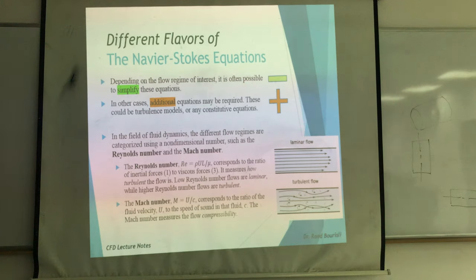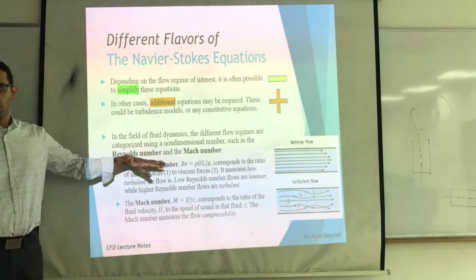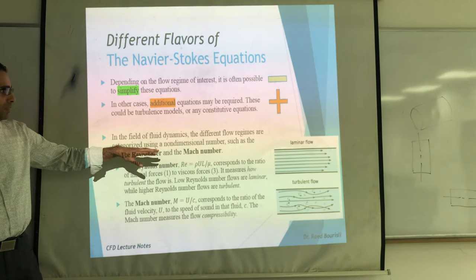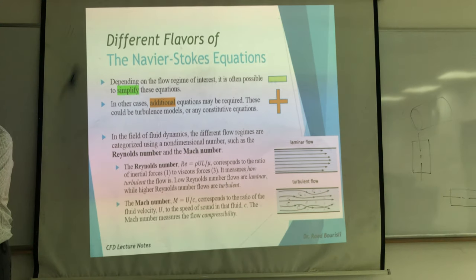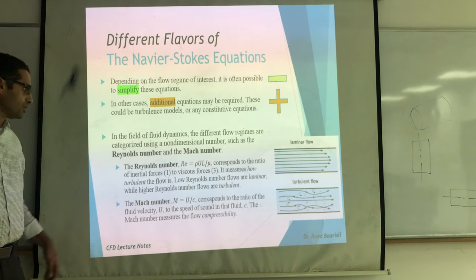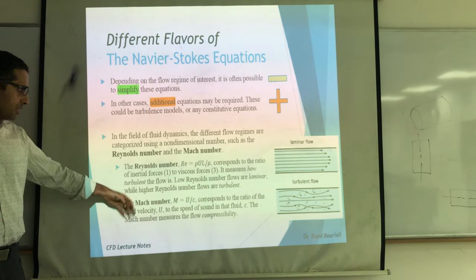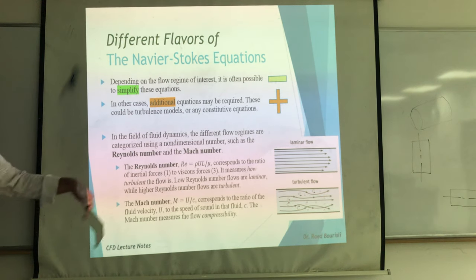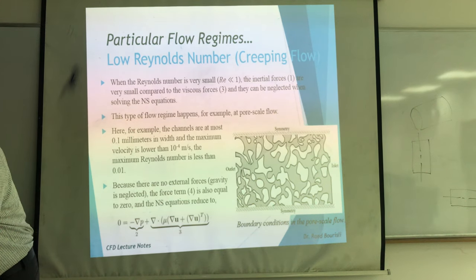In the field of fluid mechanics, the different flow regimes are categorized using non-dimensional numbers such as Reynolds number and Mach number. This has to do with convection versus diffusion in the flow, and this has to do with ultimately the compressibility of the flow. Reynolds number is the ratio of inertial forces to viscous forces, from laminar that goes to turbulent. The Mach number corresponds to the ratio of fluid velocity to the speed of sound in the fluid, and stands for the compressibility.